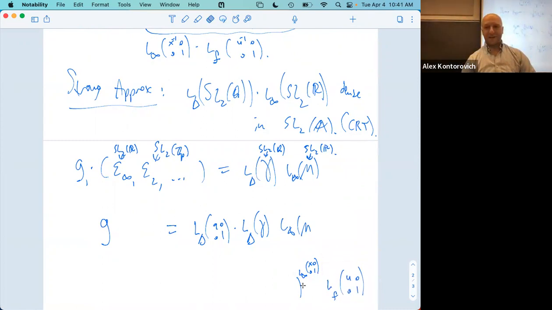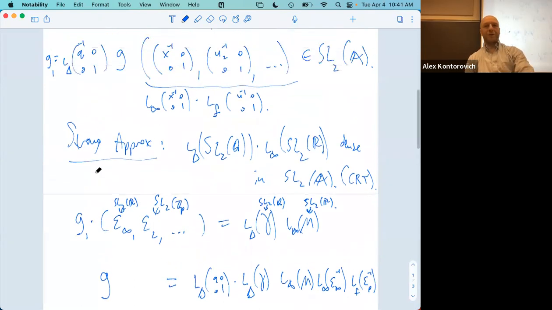Let me do it like that. We're going to come back to that in just a second. I first should have multiplied by I infinity of epsilon infinity inverse, and then I finite of the other epsilon p inverses. That moves these guys to that side. Now I have G1. What was G1?